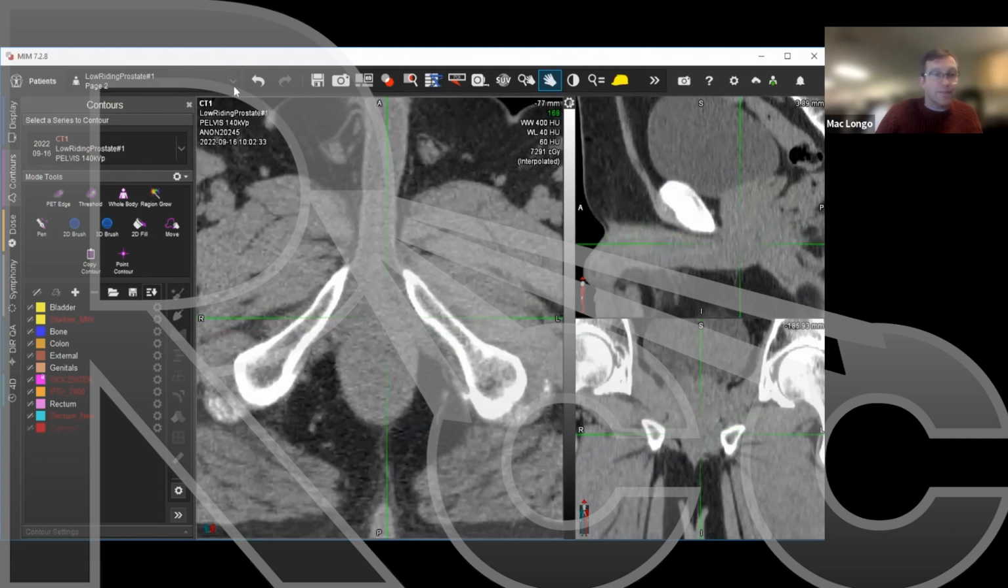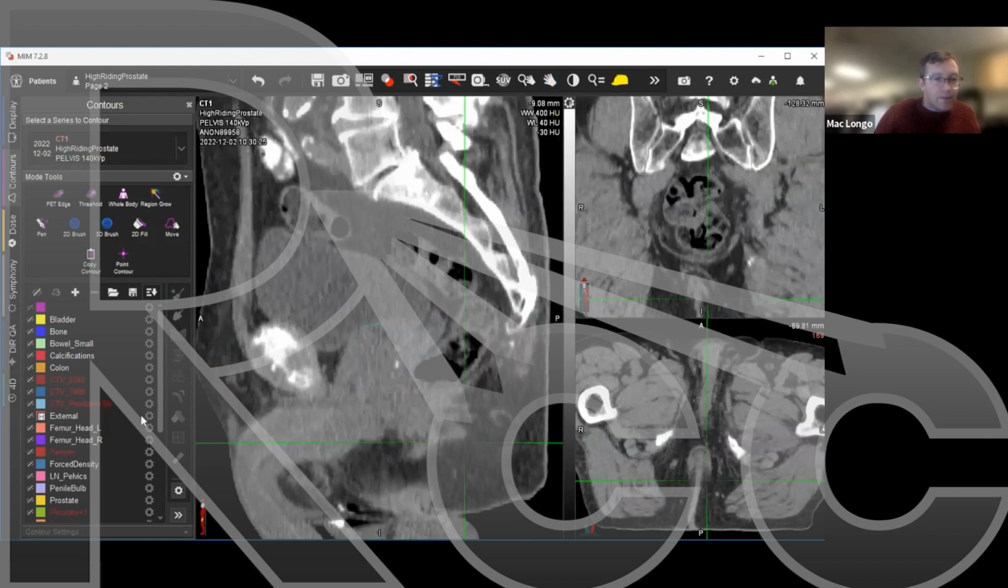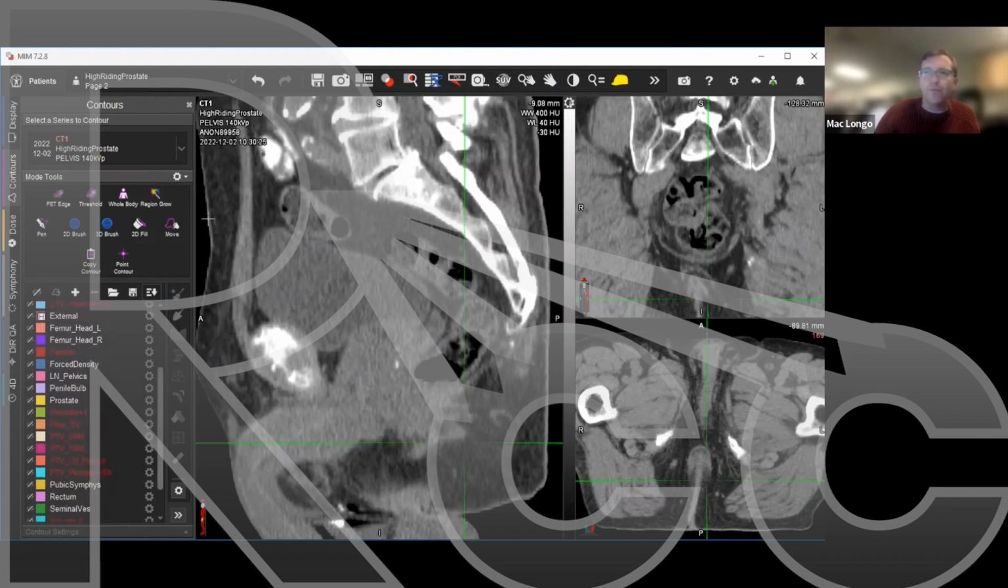On the other hand, we can see high-riding prostates. I just want to show you this right here, where the most inferior aspect of the prostate is actually superior to the inferior aspect of the pubic symphysis. And let me show you that real quick.